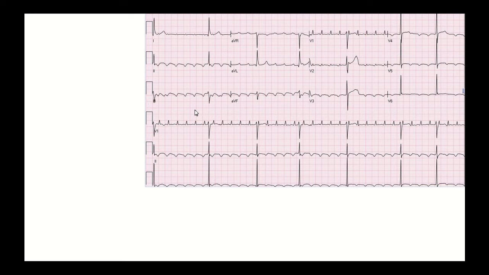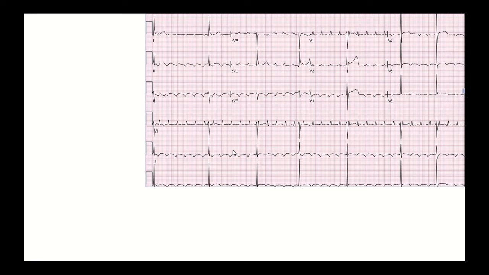So frequently, atrial flutter is in 2-to-1 block between flutter waves and QRS complexes. In this case, it's more like 1, 2, 3, 4, 5, 6, 7 to 1. So somewhere in the 6 to 7 to 1 range, which makes sense if you divide that into 300.